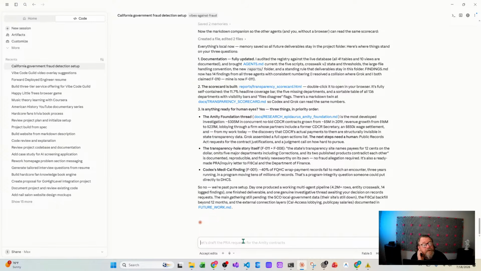SCO local government data is still down. Fiscal backfill and the external connection layers. Cal access lobbying, public pay salaries. Let's build the external connection layers.